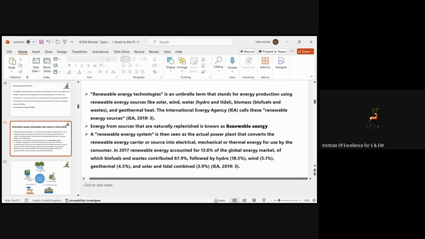Here is the example that in 2017, renewable energy accounted for 13.6% of the global energy market, of which biofuels and waste contributed 67.9%, hydropower was successful in generating 18.5% of the energy, and wind energy and geothermal energy produced 5.1% and 4.5% respectively. And the last is solar and tidal combined. They combined generate 3.9% of the energy of the global market.